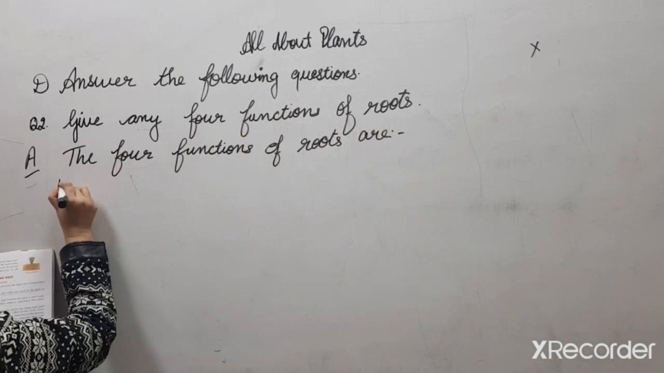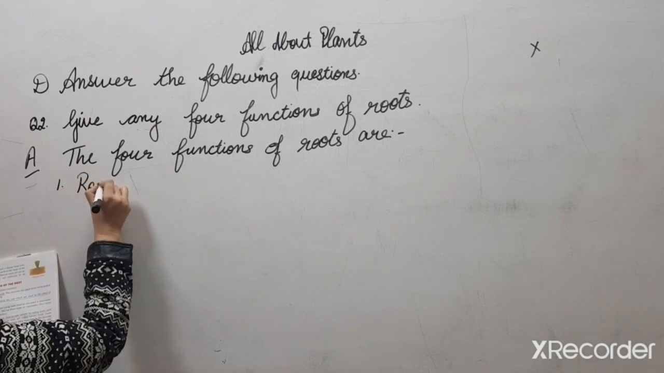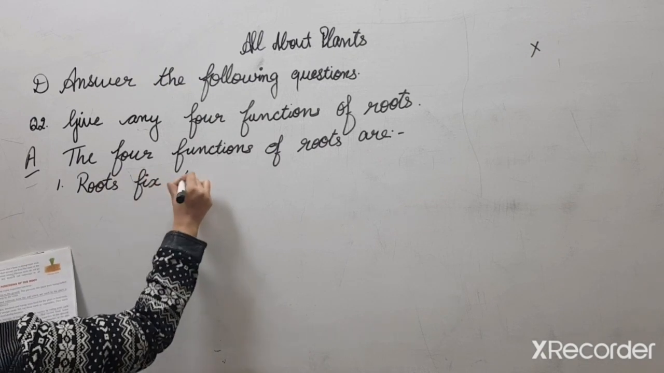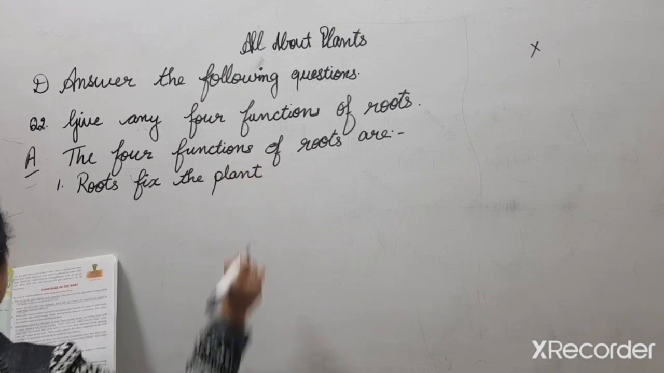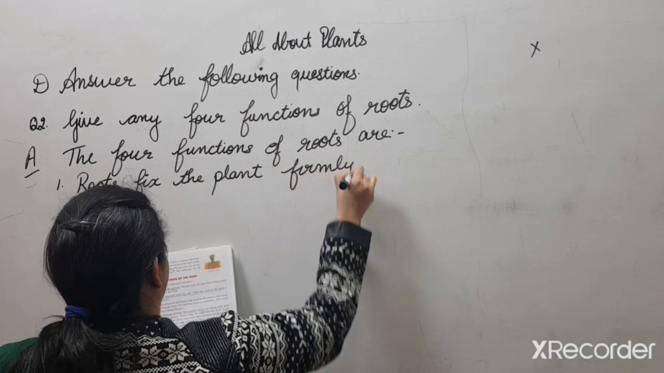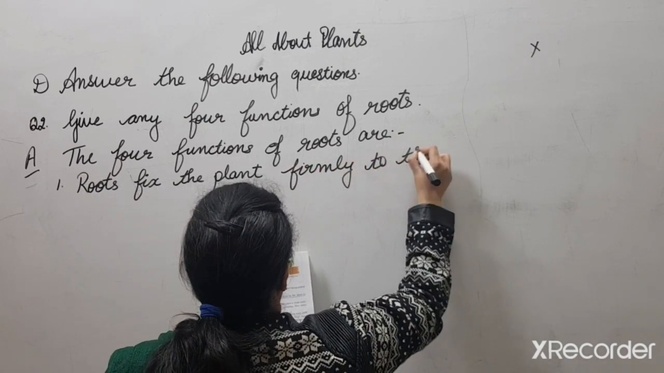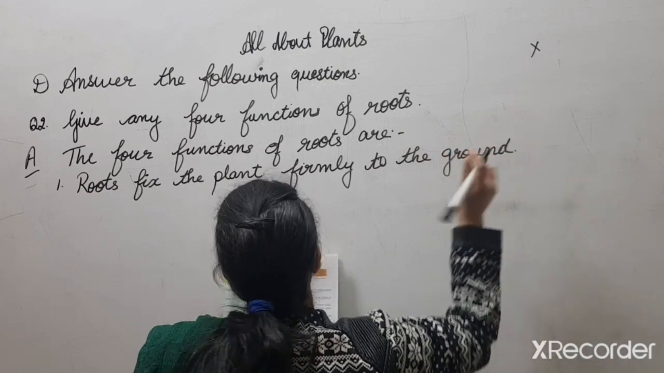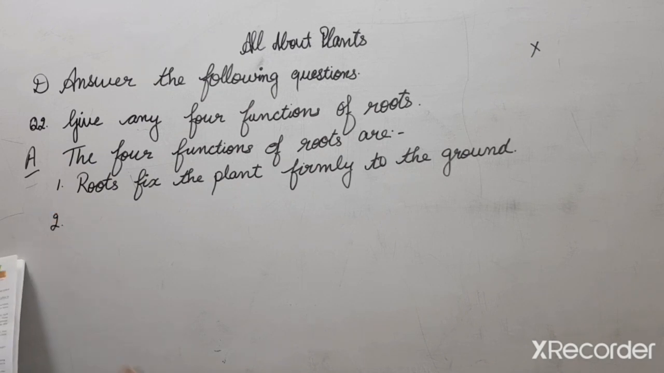First one, roots fix the plant firmly, means tightly, firmly to the ground. The roots hold the plants tightly and fix them to the ground.